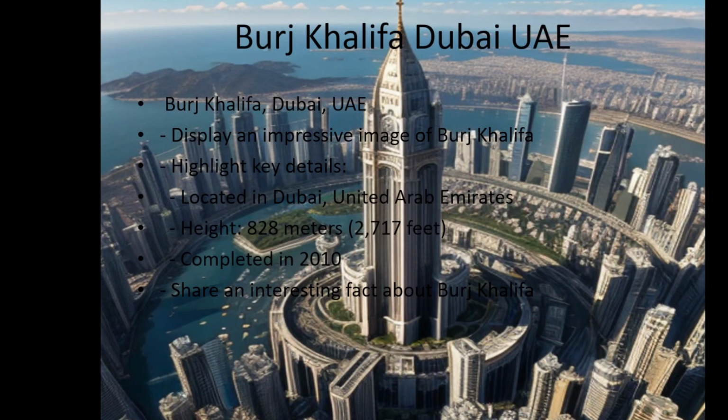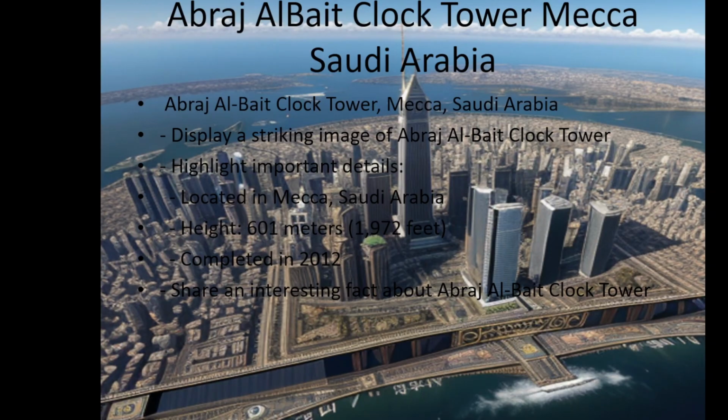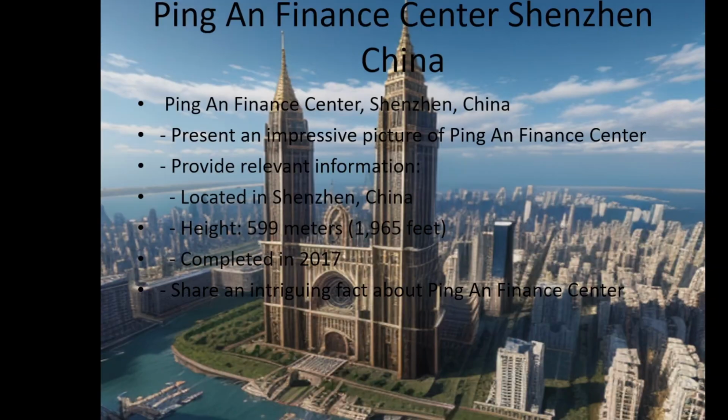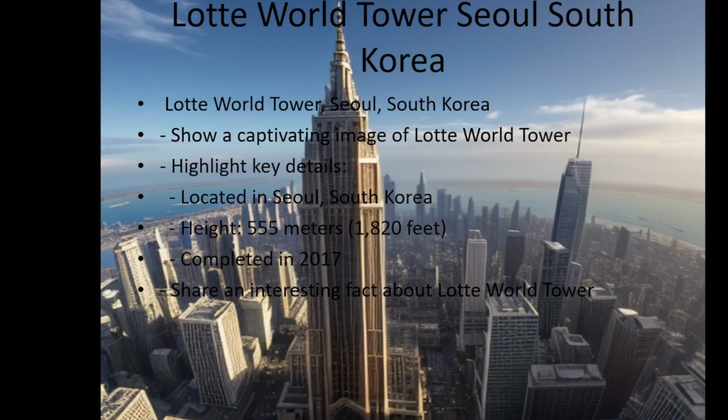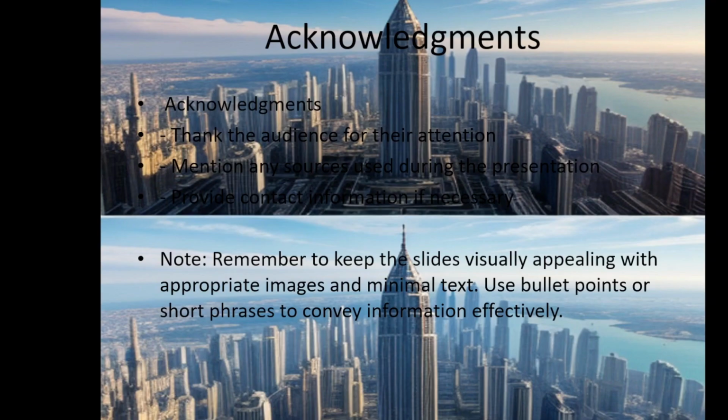So Burj Khalifa, well, the buildings are not exactly the way they are in real life, but that's ChatGPT for you. I mean, not ChatGPT, but any AI content generation tool is never accurate, right? So Shanghai Towers, Abraj Al Bayt Clock Tower, Mecca, Saudi Arabia, and a bunch of others. Okay, so this is in South Korea. Okay, conclusion, question answers, acknowledgements.